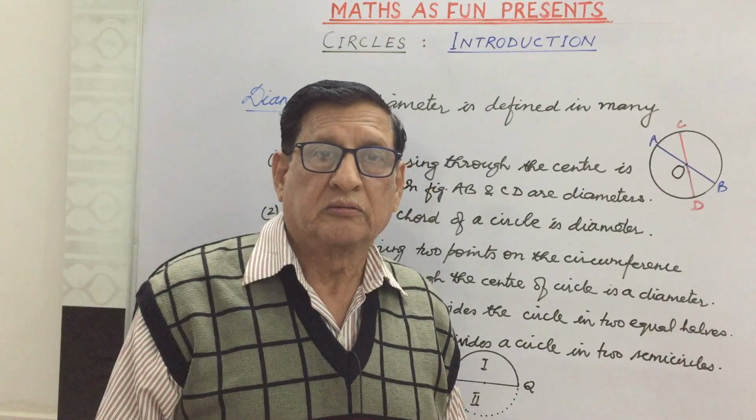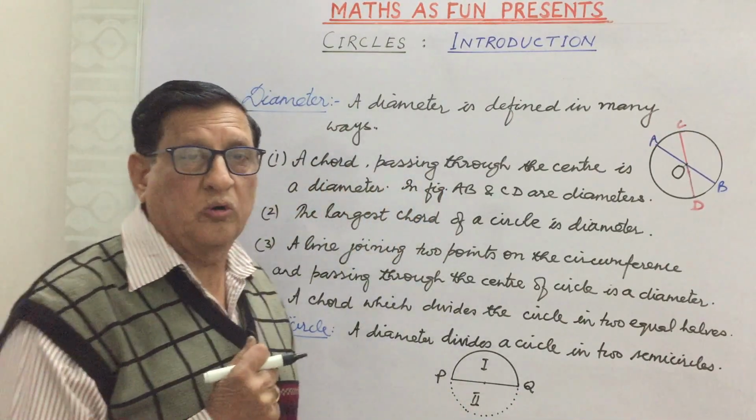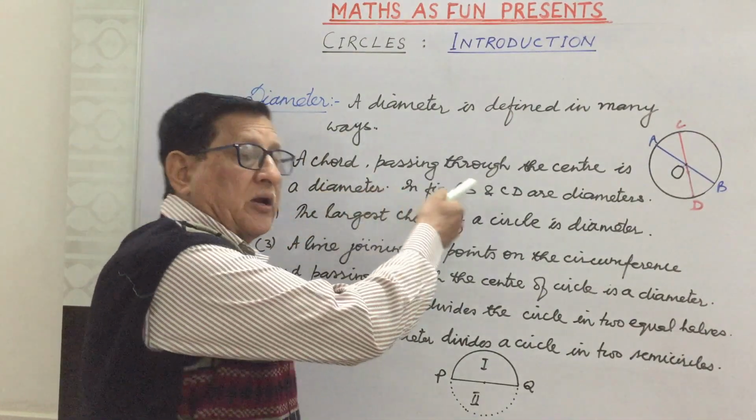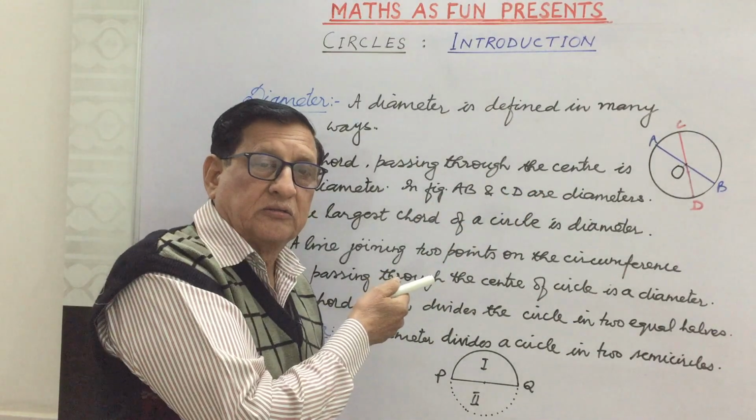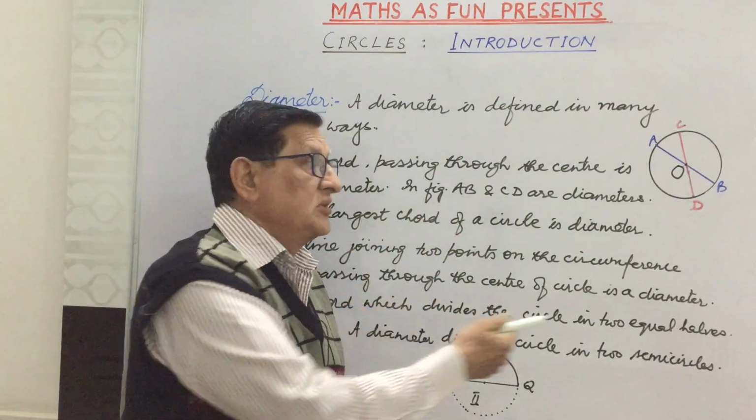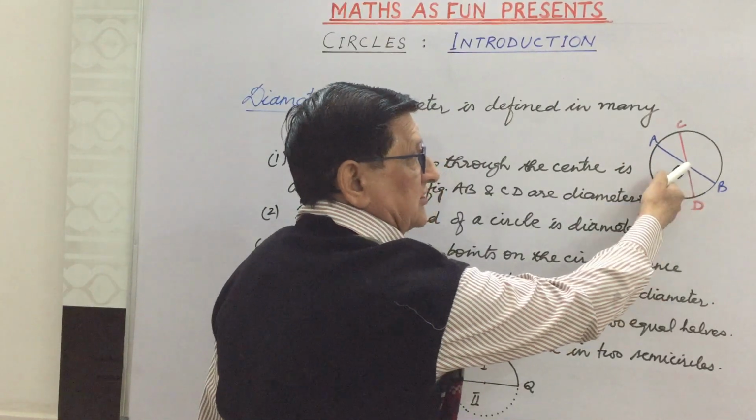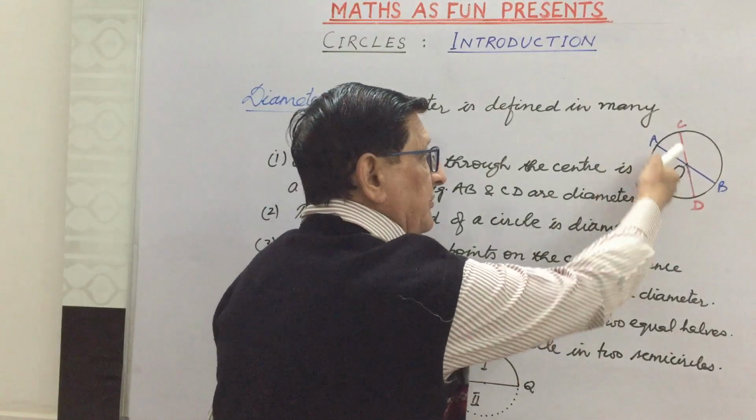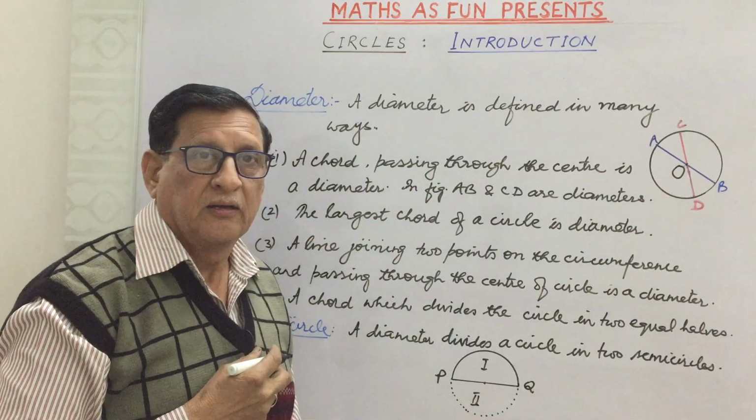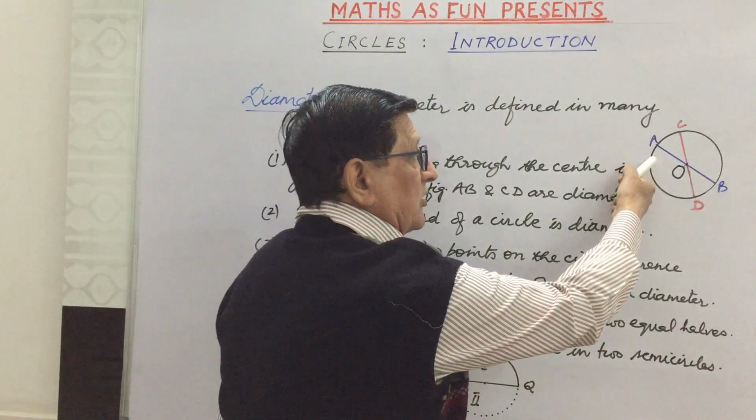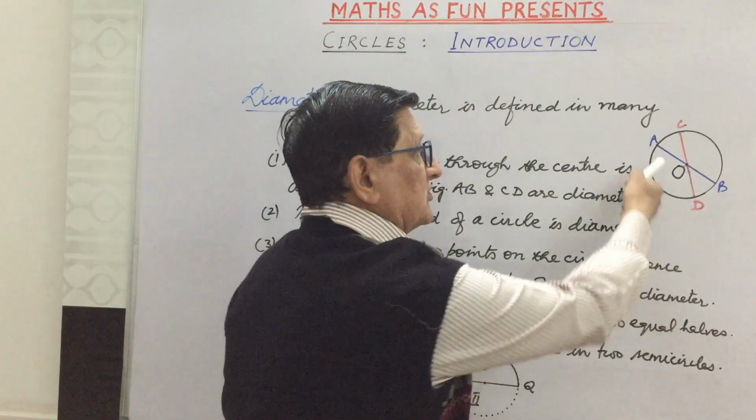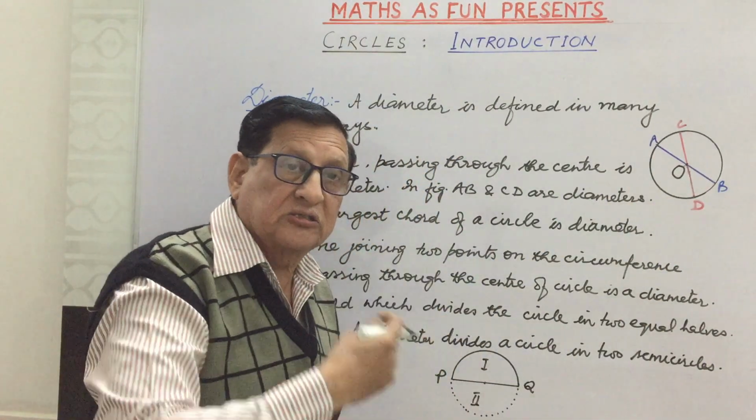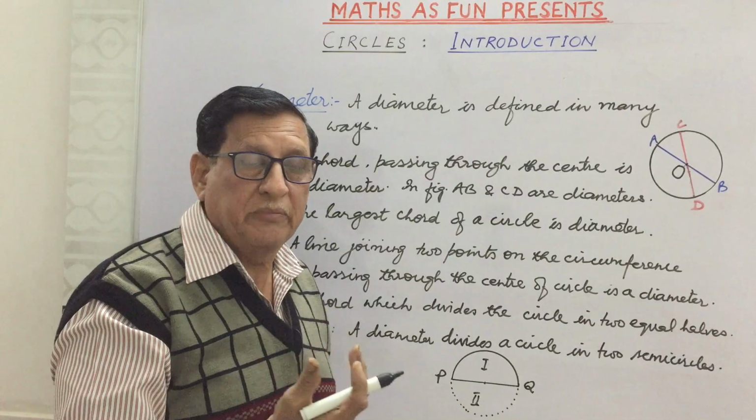What is a diameter? Diameter actually is also a chord and it is defined in many ways. First one, we can define it as a chord passing through the center is known as a diameter. You can see here, AB is a chord passing through the center. CD is another chord passing through center. So these are the diameters of the circle. The second one, any of the chords we draw here, this is the largest chord. This is also the largest chord. So the largest chord of the circle is the diameter.